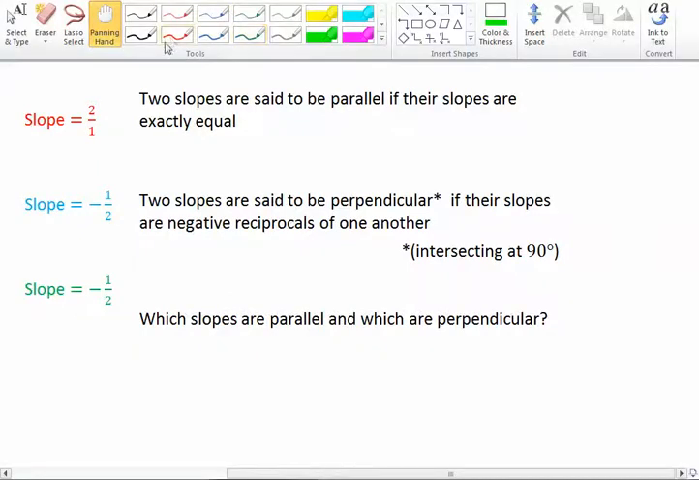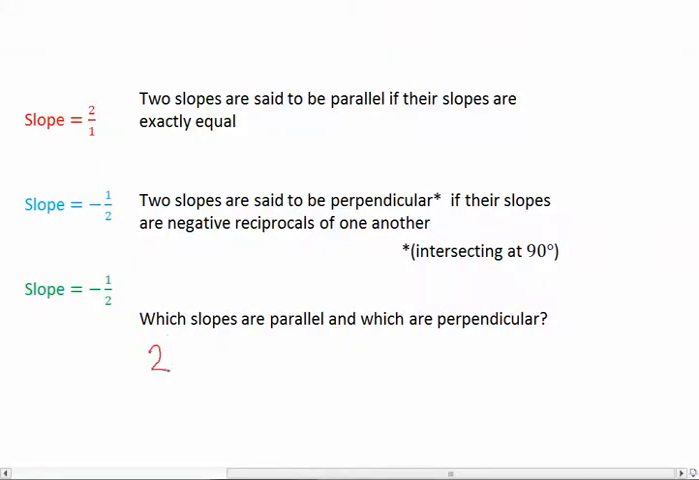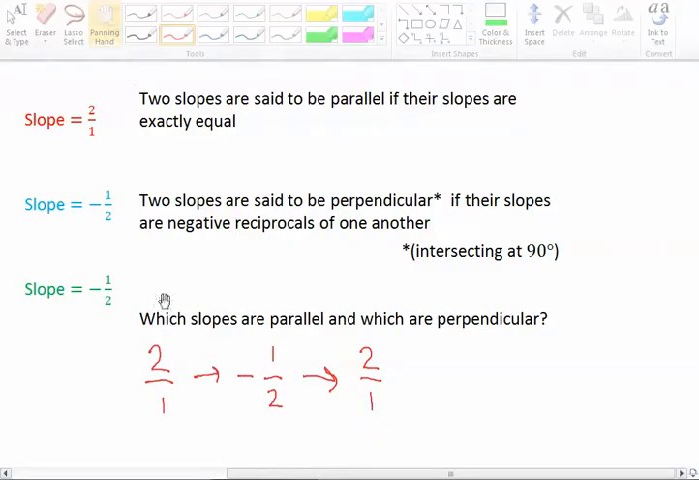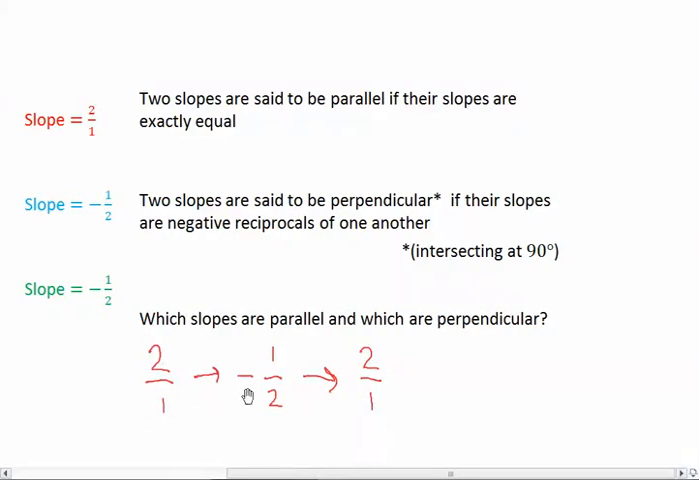Now let's take a look at what we mean by negative reciprocal. If I take the negative reciprocal of 2 over 1, what do I get? I get negative 1 over 2. And if I take the negative reciprocal of negative 1 over 2, what do I get? I get positive 2 over 1. Remember, the whole sign changes. Right now, this whole guy is positive, so if I make it negative, it'll be negative. Then if I take the reciprocal, it's 1 over 2. And if I take the negative of a negative, I get a positive, and if I take its reciprocal, it's 2 over 1.